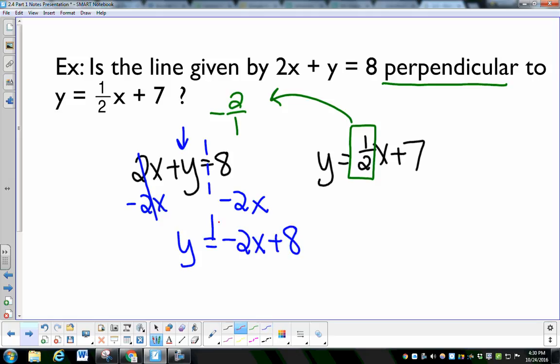So my slope here is the coefficient of x, which is negative 2. And that's the same as negative 2 over 1. That's the opposite reciprocal of positive 1/2. So the answer to this is yes, these are perpendicular.